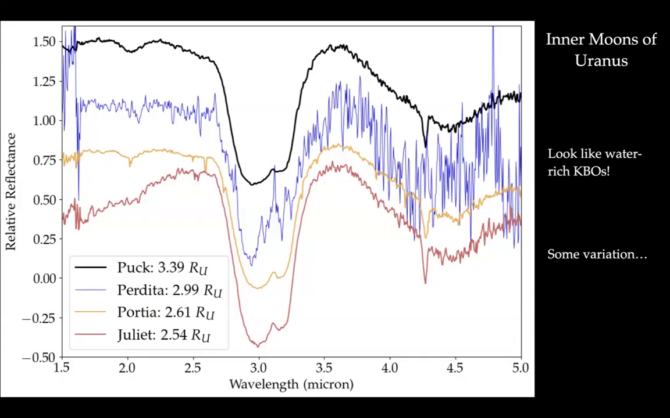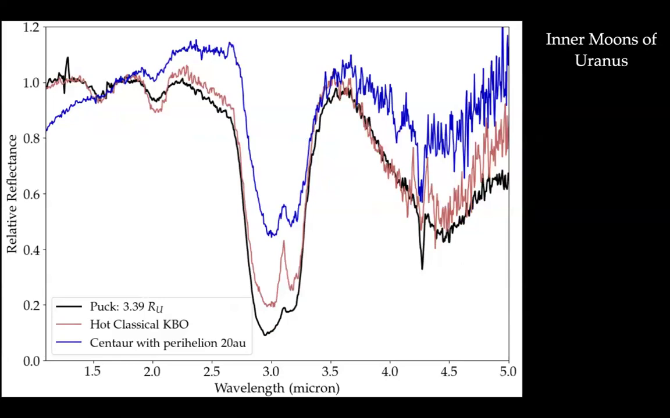But this is the exact same thing that I've seen in the NIRCam data for Juliet. And I'm actually curious if Matt Hedman, you see the same sort of thing in your more up-to-date photometry. It does seem interesting that Juliet, the innermost moon, has a slightly distinct spectral shape. But really, the similarity is the most striking thing here. They all look like these water-rich KBOs.